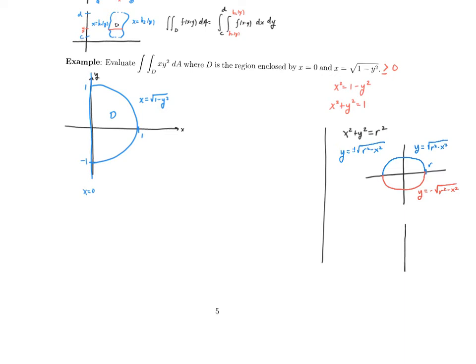Similarly, if you wanted to picture the left and the right half of this circle, you could instead solve for x. If you start with x squared plus y squared equals r squared and isolate x, you end up with plus or minus the square root of r squared minus y squared. The positive square root would correspond to the right half of this circle, and the negative square root would correspond to the left half of the circle.